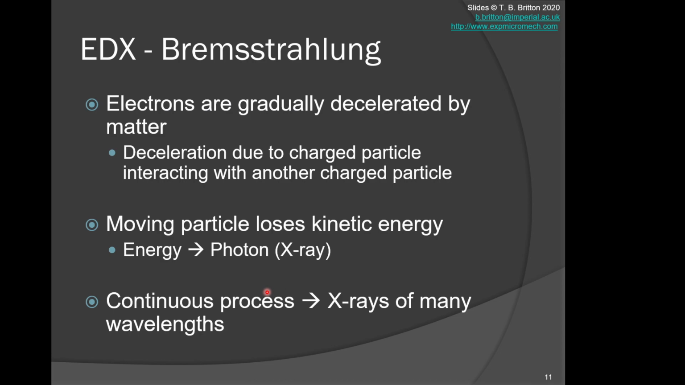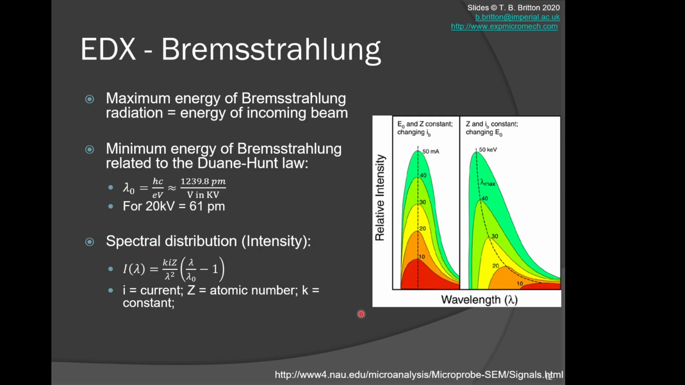I mentioned the characteristic X-rays within the spectra. We also have the Bremsstrahlung. The electrons, as they go into the material, are gradually decelerated by the matter. As the charged particle decelerates, it interacts with another charged particle to slow down, and that moving particle loses kinetic energy. That kinetic energy is transformed into a photon, and that is what the characteristic braking radiation is from. This is a continuous generation of X-rays, and that enables us to generate X-rays of many wavelengths through our sample.